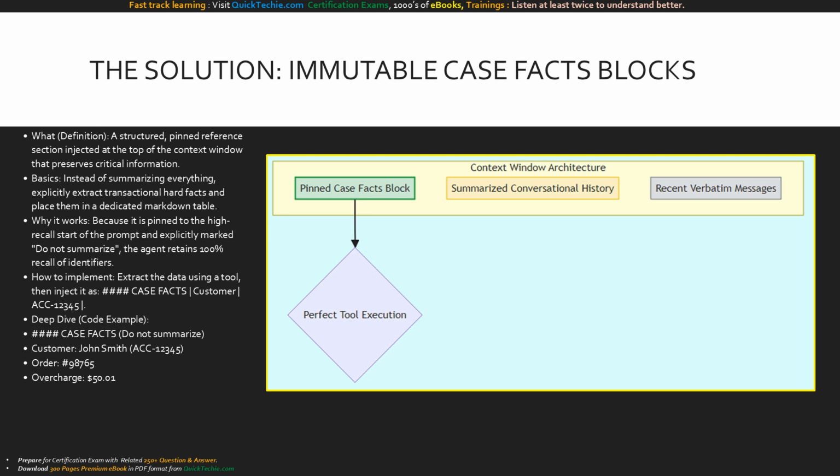This diagram reveals the optimal architecture for a context window. At the very top, in bright green, sits our immutable case facts block, guaranteeing perfect tool execution. Below it, we safely place our summarized conversational history to save tokens. Finally, at the bottom, we keep the most recent verbatim messages for immediate context. This hybrid approach gives you both context depth and perfect data retention.